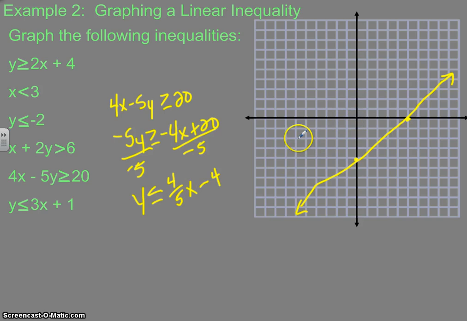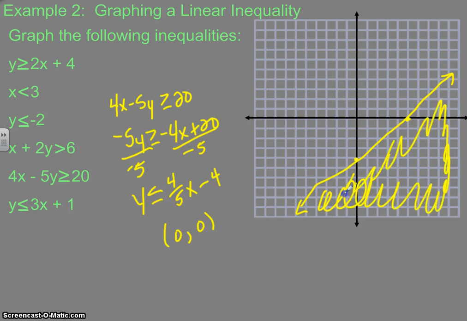Now let's test 0, 0 and see if it works. Plug in 0 for y, 0 for x. Is 0 less than or equal to negative 4? It is not. So these points over here do not work in this inequality. These points do. So I'm going to shade this side of the line, showing that all these points make this inequality true. And that's what you would do with your pencil. Solid line here, shade this side of the line. Let's go to the next page.